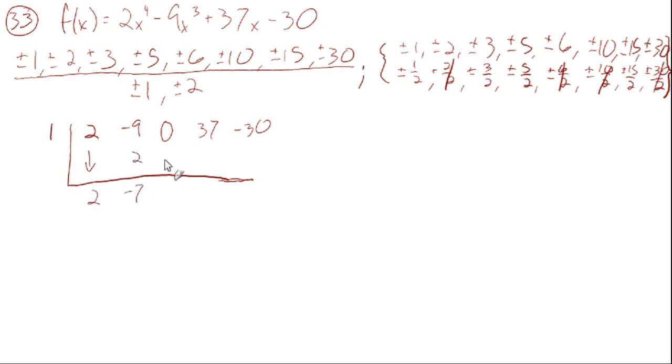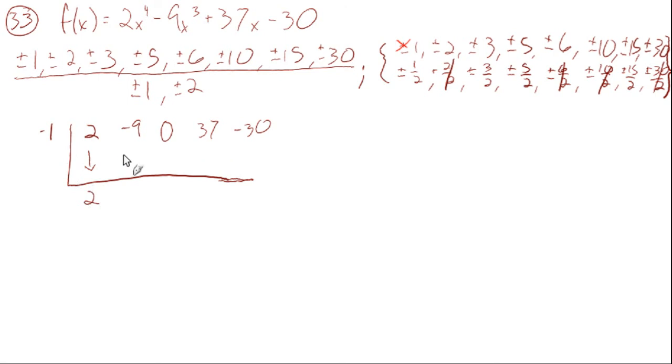2, negative 7. Negative 7. That's going to be 44, and that's not going to work. So we'll back up, and we will cross out positive 1. That one didn't work. Now let's try negative 1.